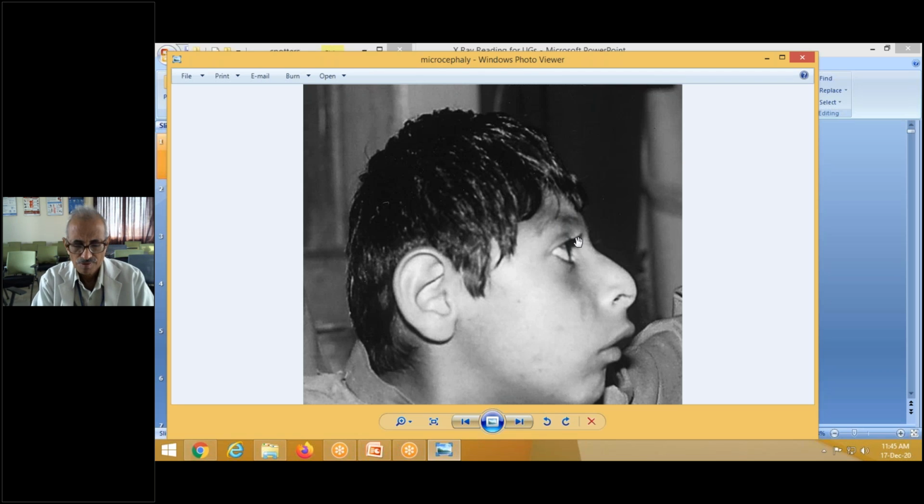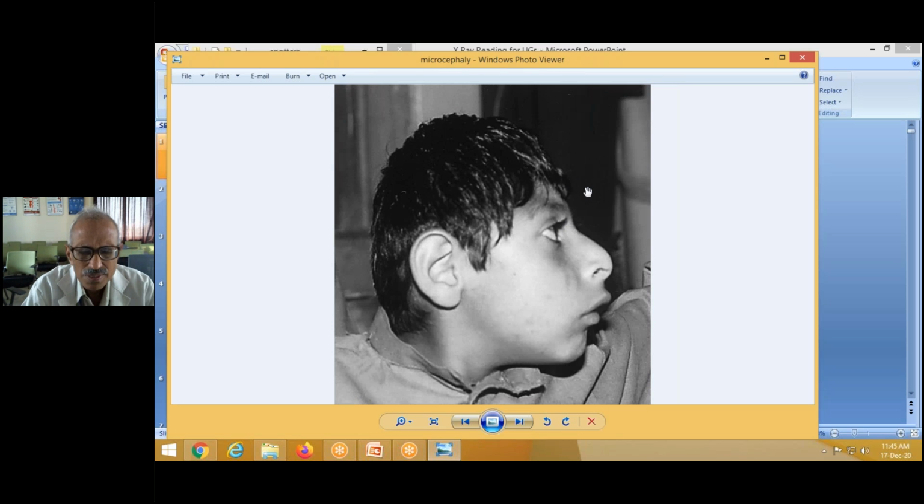Microcephaly. So this child appears to be having microcephaly. Then they will ask you what is microcephaly. When do you say microcephaly? Circumference less than 3 standard deviations of normal for the age. Then what could be the causes? Several causes: early closure of the sutures, craniosynostosis, and there are so many syndromes, congenital infections, mental retardation, all these.